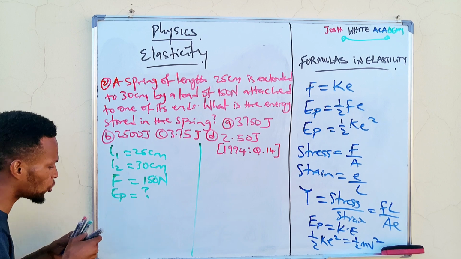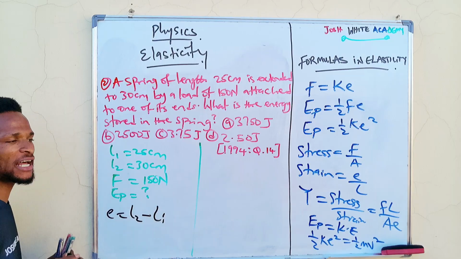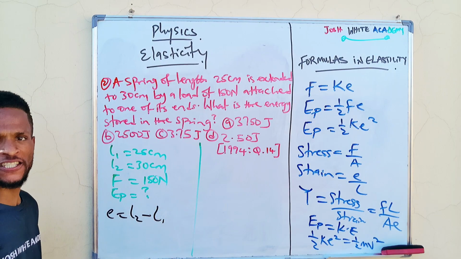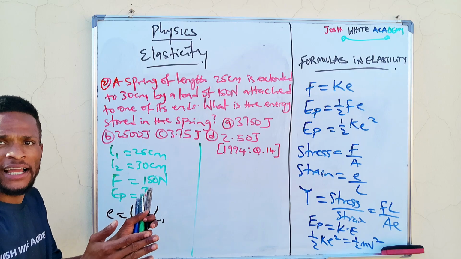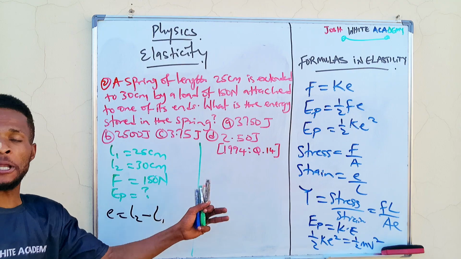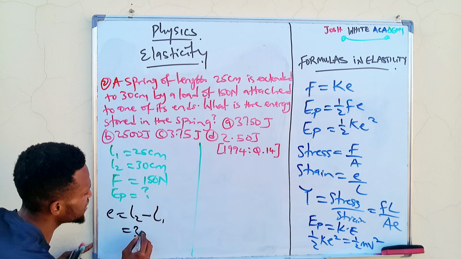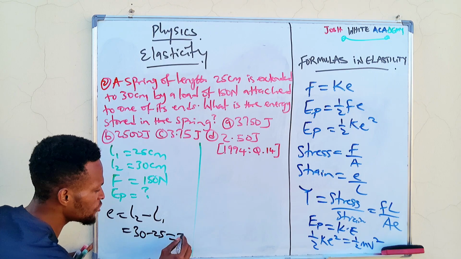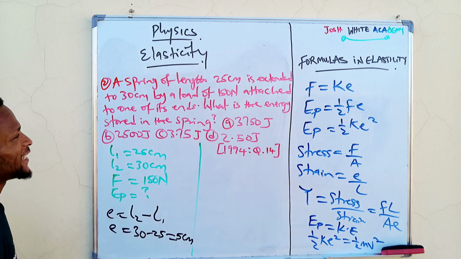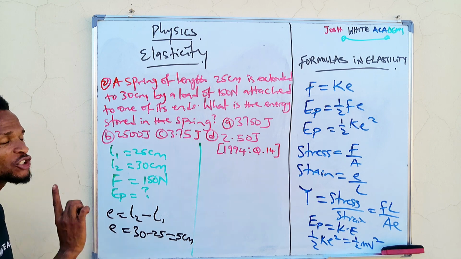Remember, extension is equal to our final length minus our original length. The original length of the material, then after you stretched it, that's the final length. So the difference between both lengths will give you the extension. So that's 30 minus 25, which will give you 5 centimeters. But please take note, the SI unit for length is not centimeter. So we need to convert the centimeter back to meter.